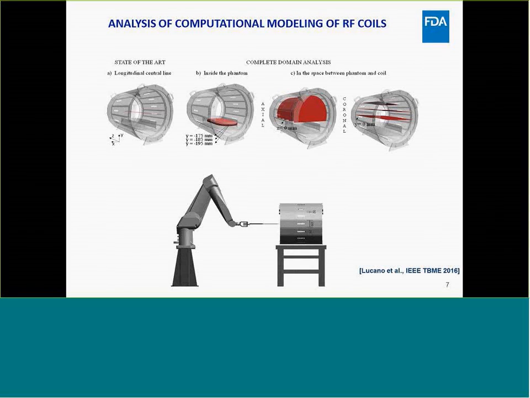RF coils are one of the three components of an MR system. There are static fields, gradients, and RF. Those are the ones that are used to elicit the MRI signal. The idea is, what are the parameters and the variables that really affect the performance of the coil, and what are the parameters that affect the electromagnetic fields within the body.